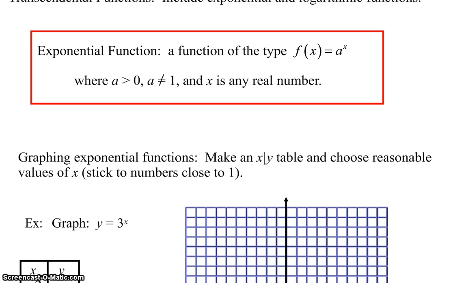The definition of an exponential function is a function of the type f of x equals a to the x, where a is greater than 0 and a cannot equal 1 and x is any real number. There are some points to ponder here that I would like you to be prepared to discuss in class. They are, why does a have to be positive, and why can a not equal 1?